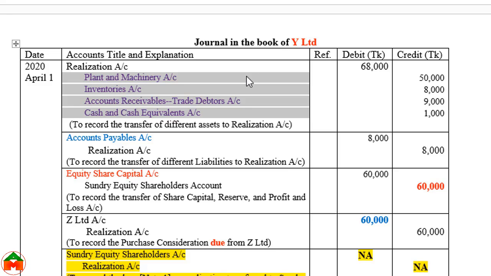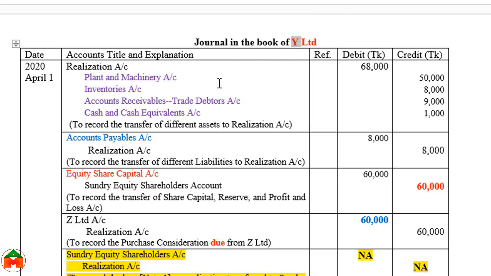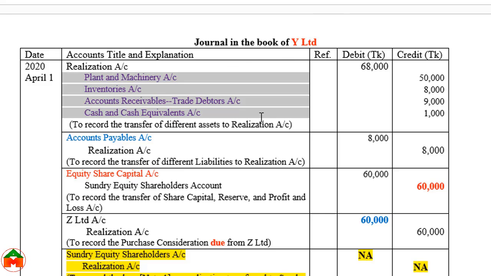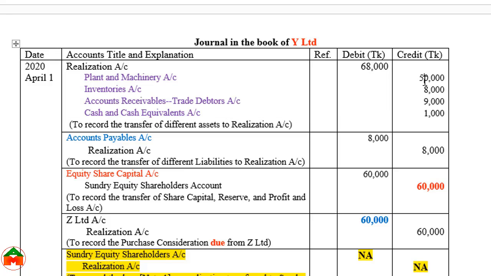A new company will be created, that is Jet company, and Y company and X company will be liquidated. The assets have been shown in the credit side, and the total amount is 68,000: 50,000, 8,000, 9,000, 1,000. Total 68,000, and this 68,000 will be shown as a realization account. This is a temporary account.